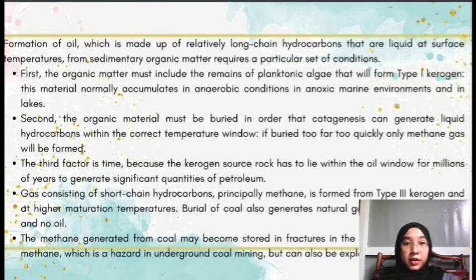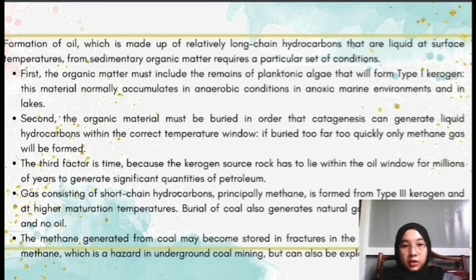Formation of oil. First, the organic matter must include the remains of planktonic algae that will form type 1 kerogen. Second, the organic material must be buried so that kerogen can generate liquid hydrocarbons within the correct temperature window. The third factor is time, because the kerogen source rock has to lie within the oil window for millions of years to generate significant quantities of hydrocarbons.